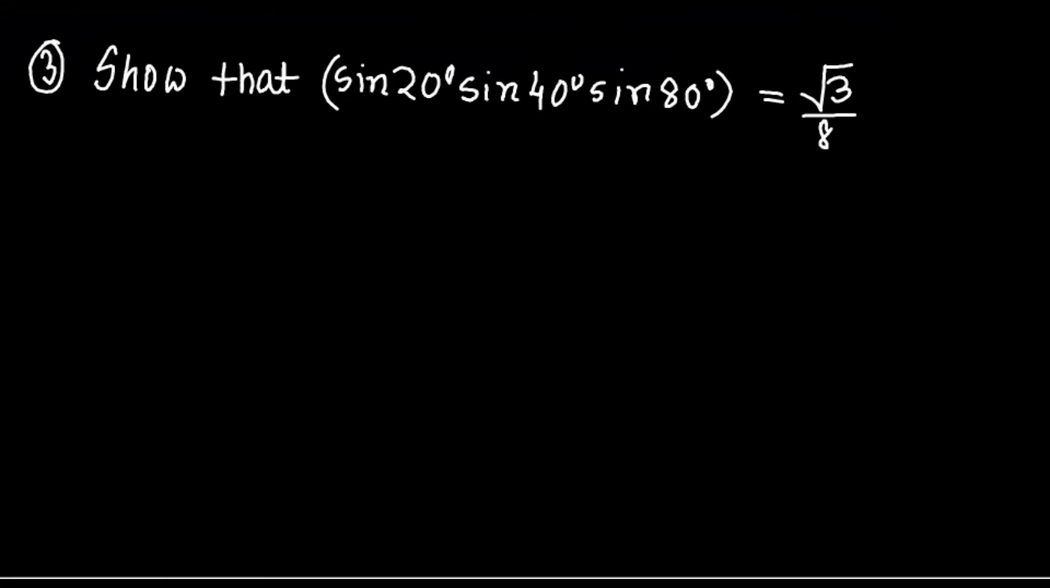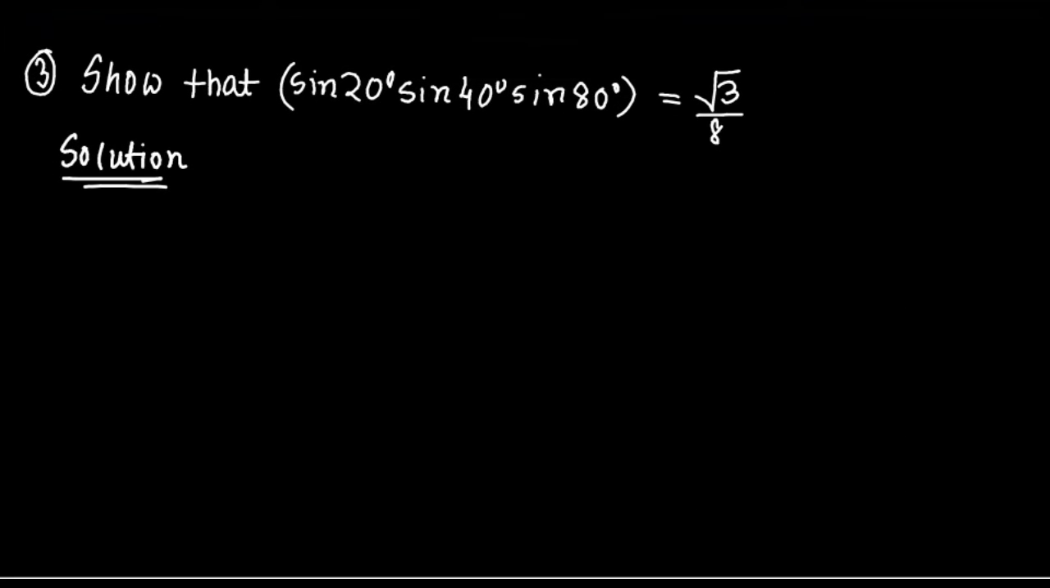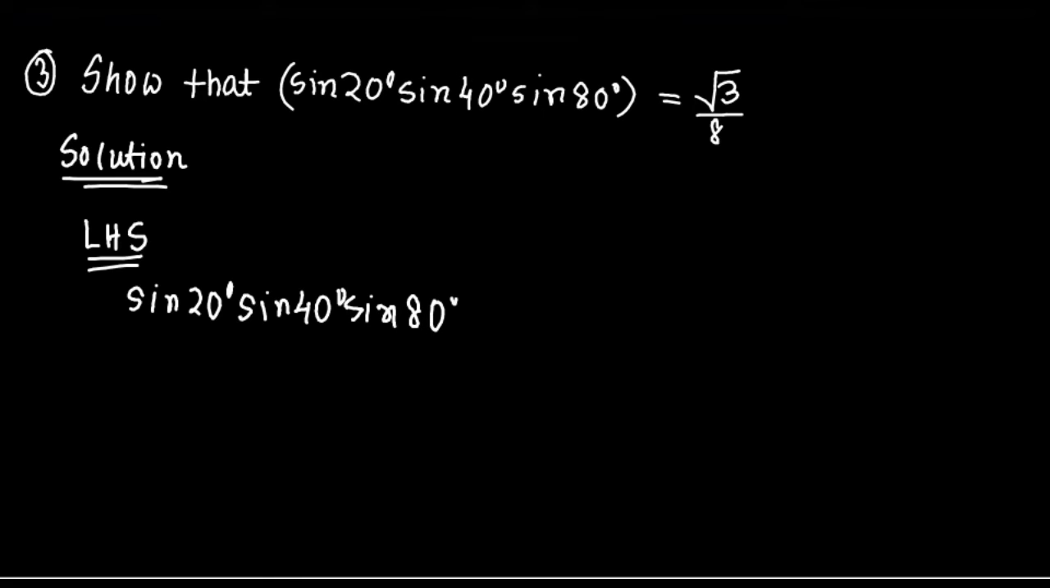In the next question, it is given to show that sin 20° sin 40° sin 80° is equal to root 3 by 8. Okay, so how will we do this? We have to take the LHS. So it is given sin 20° sin 40° sin 80°.